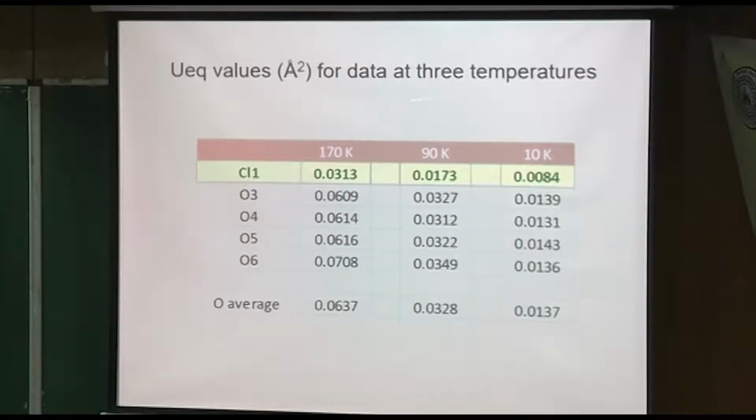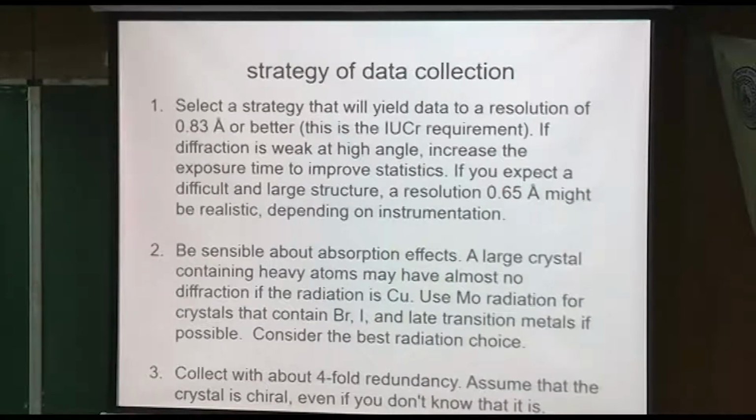Anyway, so UEQ values I'm reporting for the 3 temperatures, and this is just the perchlorate. And you see how they get really small, less than 0.01. And the oxygens are also affected. And here I've just averaged the oxygen values, which are actually changing percentage-wise the most, because you're cutting down on that librational motion. With me on that? See it? Okay.